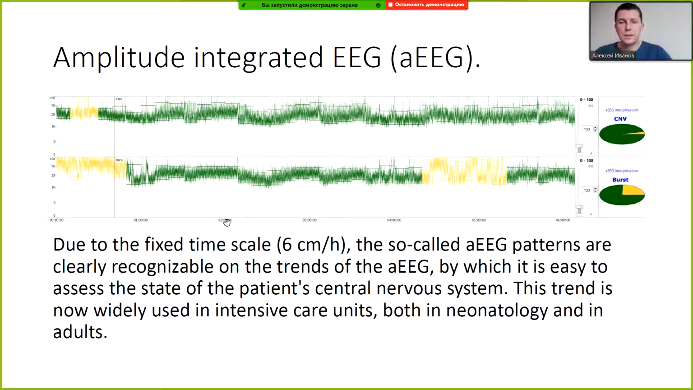Due to the fixed time scale of 6 cm per hour, the so-called EEG patterns are clearly recognizable on the EEG trends, by which it is easy to assess the state of the patient's central nervous system. This trend is now widely used in intensive care units, both in neonatology and in adults.